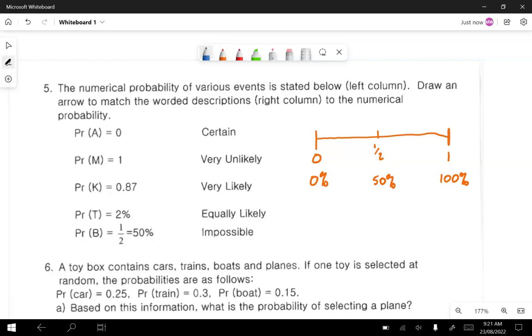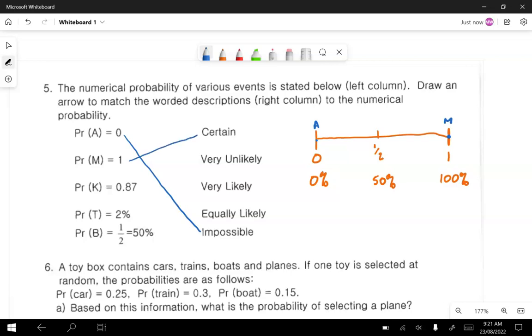I can see straight away the first one is, what's the probability of A if it's nothing? Well, that's impossible, isn't it? Because there's no chance of that happening. That's sitting here. Okay, so that's A. Then we've got the probability of M being 1. And so we said that that meant that it was definitely going to happen. So another word for that is certain.